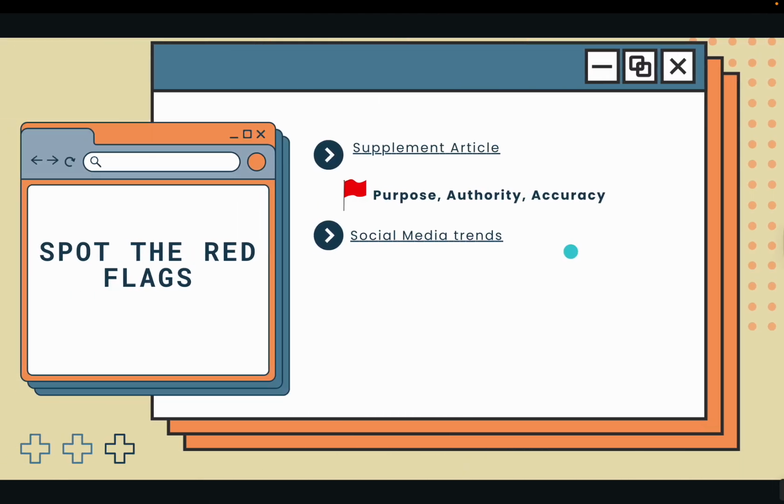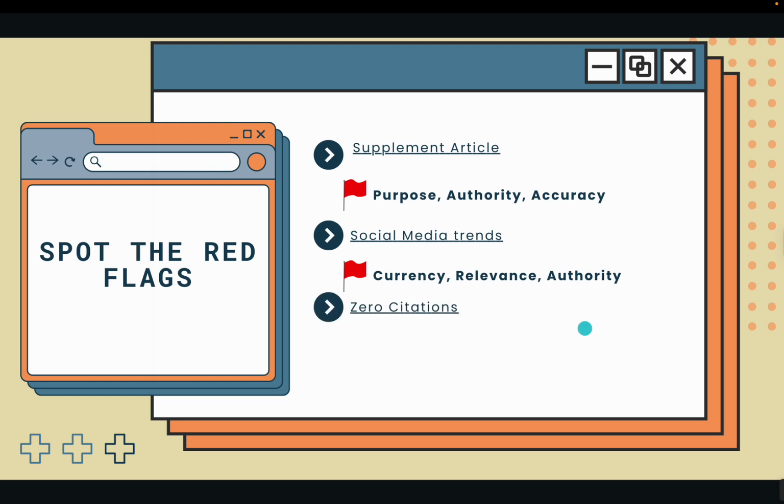But when we spotted the red flags, some of the red flags included that it wasn't current because it was from 2015. The relevance, while it was about social media trends, it was only about Instagram. Because of that, it didn't include all the social media sources. Finally is authority. The authority on this source was not an authority who had been an authority on social media sources, and because of that, it was not accurate.